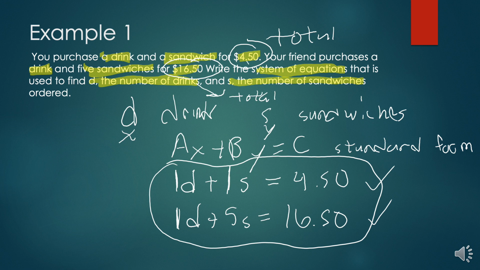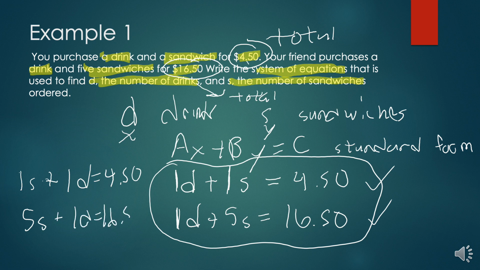Now just be mindful that you could reverse them. So that way it says one sandwich plus one drink equals $4.50, or 5 sandwiches plus one drink equals $16.50. But as long as the coefficients or the amount or rate per each one stays the same, then you should be good.